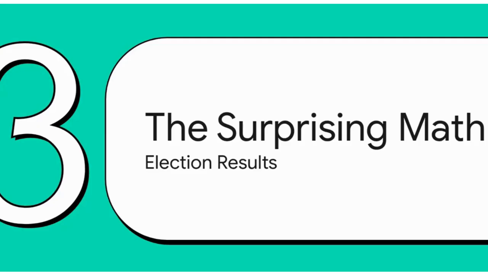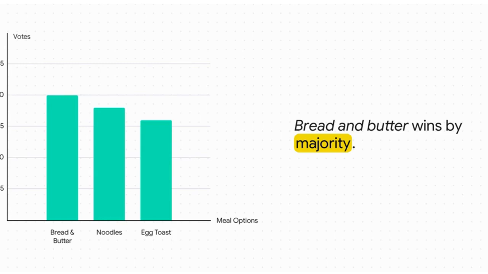Section 3. The Surprising Math. Okay, so the votes are cast and the ballots are collected. Naturally, you'd expect this massive 80-person majority demanding change to just sweep the selection with no problem at all, right? Well, the vote count comes in and no way. Against all odds, it's 20 votes for bread and butter, 18 for noodles, 16 for egg toast, and the rest of the votes are just completely scattered across the other options. The very meal that 80% of the entire hostel actively hated actually wins the election. I mean, how is that even possible?